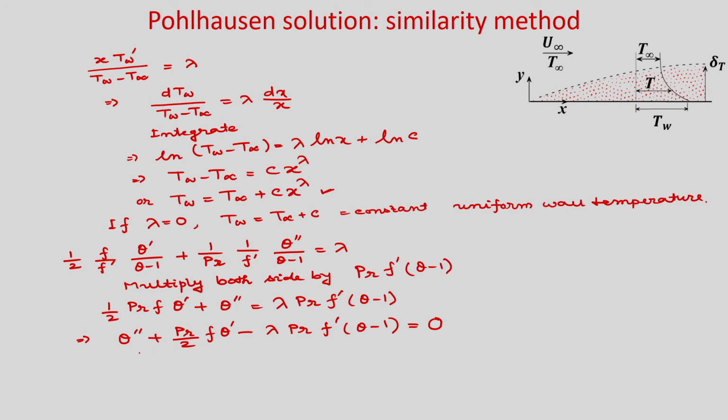So, you can see this is a second order linear ordinary differential equation, okay, and this equation is known as the Pohlhausen equation.